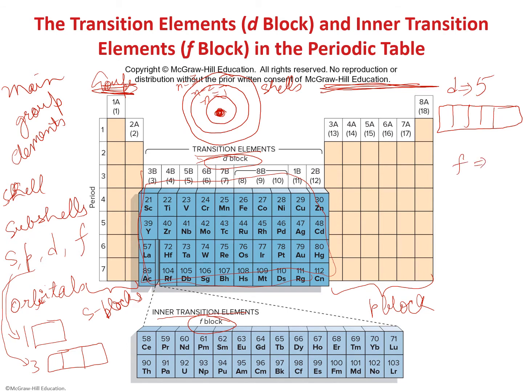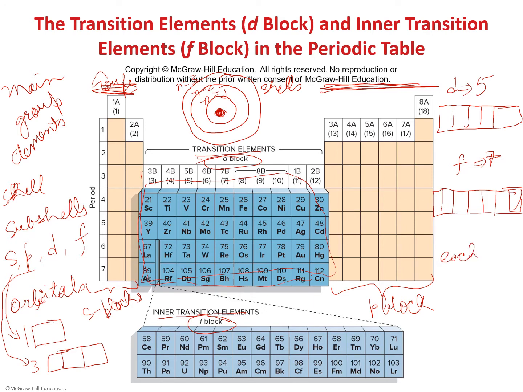F subshell consists of 7 orbitals, and it's drawn with 7 squares. So 1, 2, 3, 4, 5, 6, and this is the last one. 1, 2, 3, 4, 5, 6, 7. And now the last thing that you guys probably remember is how many electrons are present in each orbital.